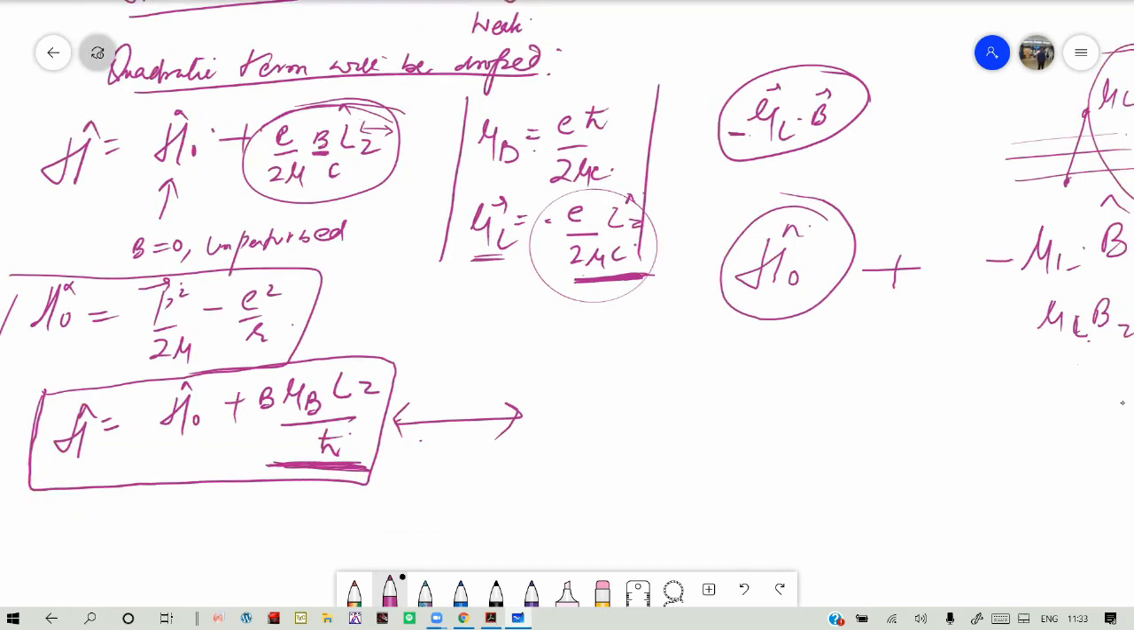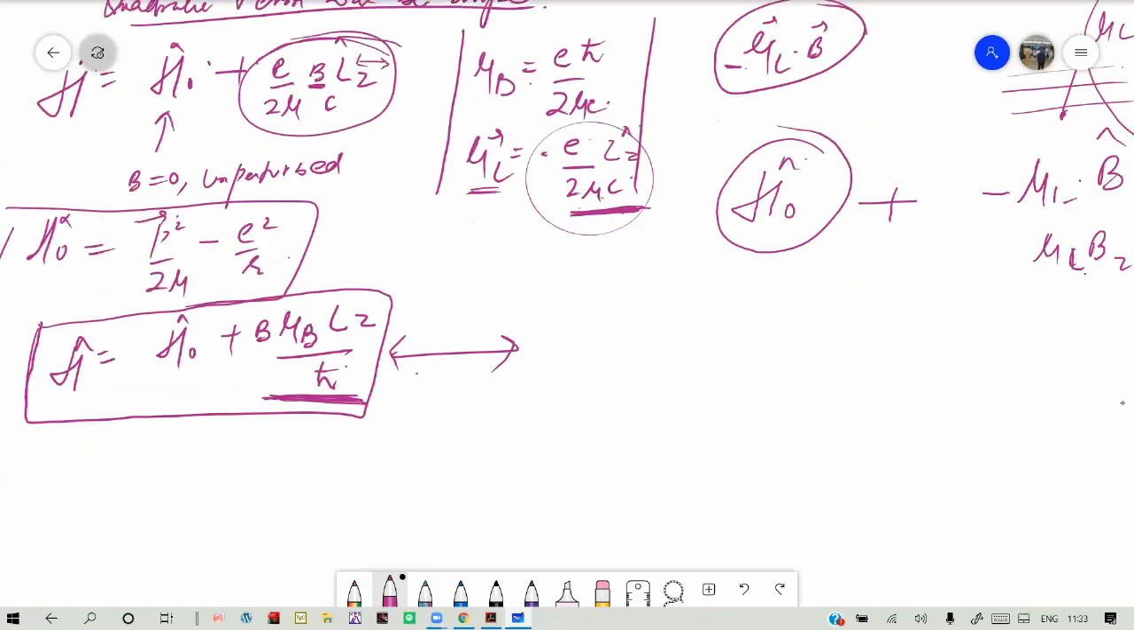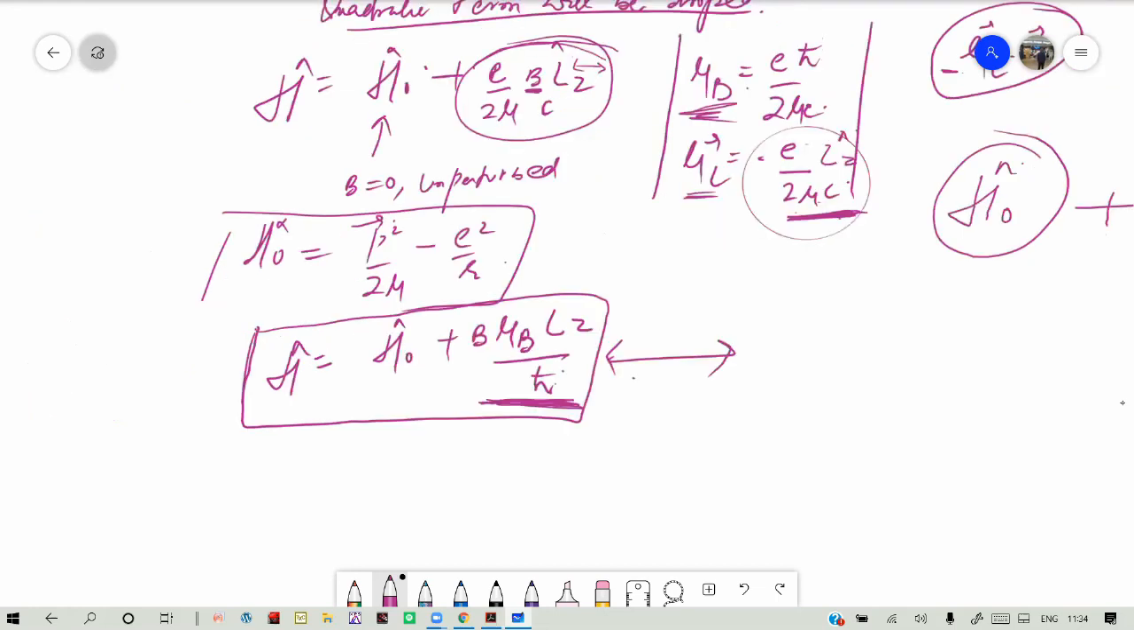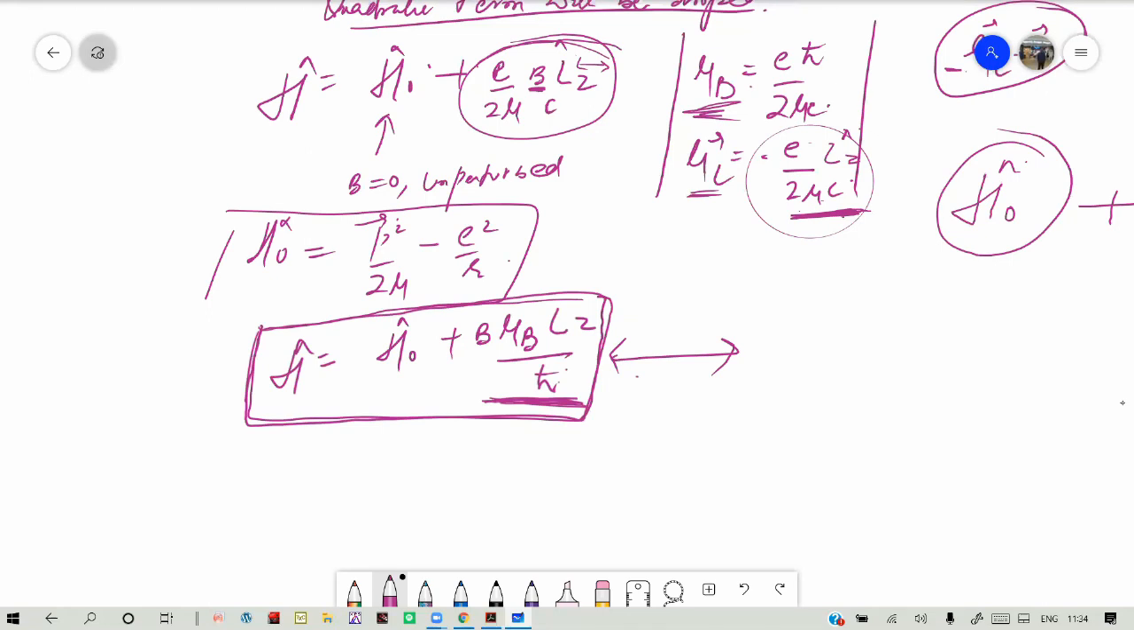So that is how it comes actually. I have then converted it into mu B, e by 2 mc into h cut by h cut. So h cut divided by h cut will remain there and it will become mu B. Now this is what you require actually, and your problem is now solved, almost it is solved.